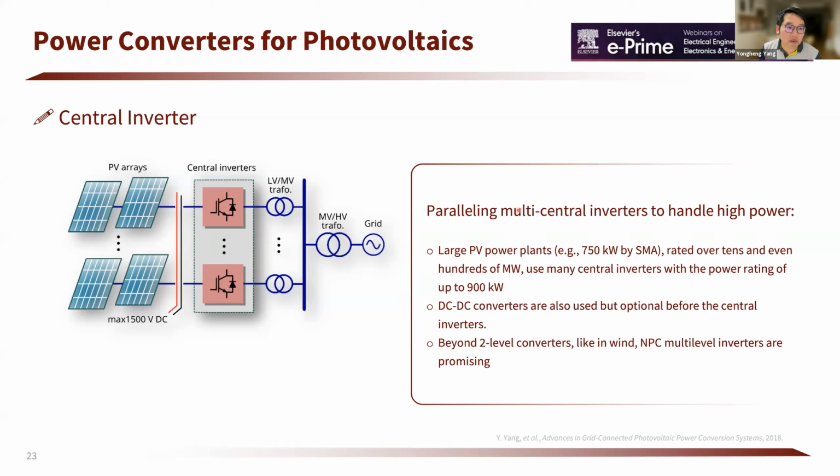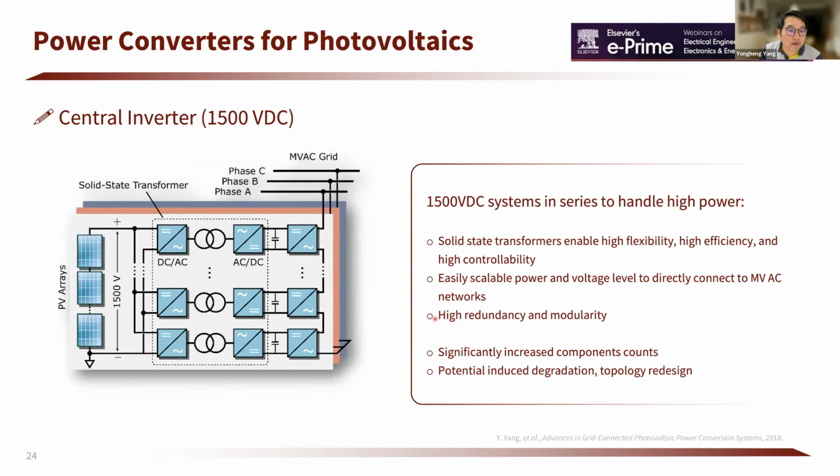But for central inverter solutions, typically DC-DC converters are not used because it's difficult to design. In addition to two-level converters, we can also use multi-level converters to achieve higher power processing in a PV plant. And furthermore, for central inverter technology, you can use the series connection to handle high power.